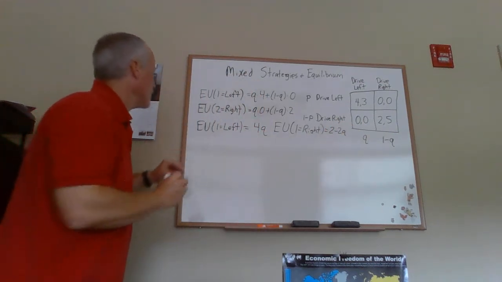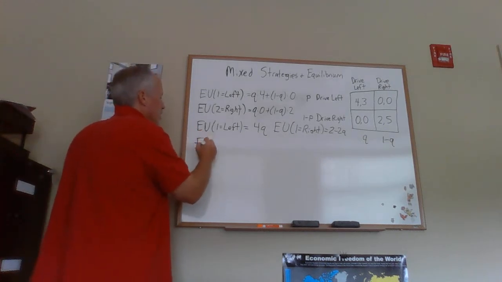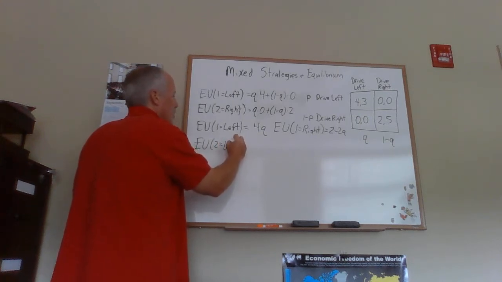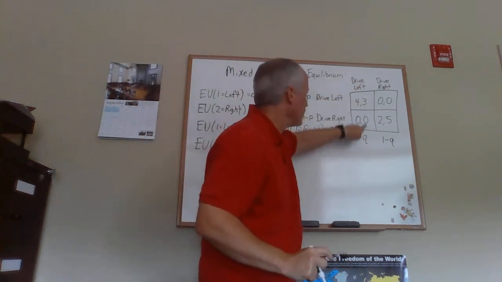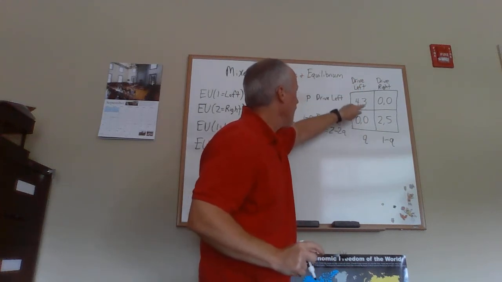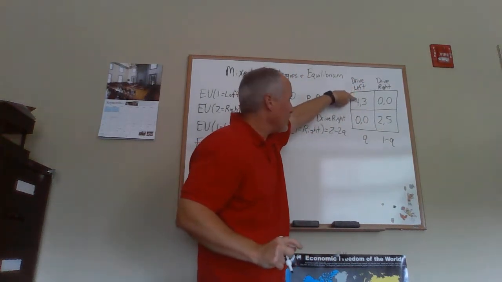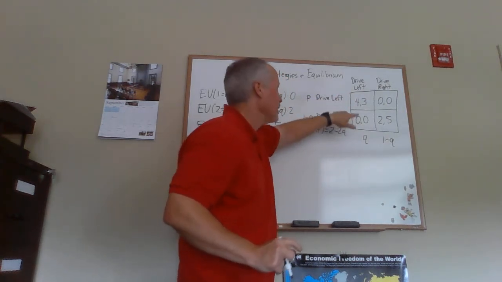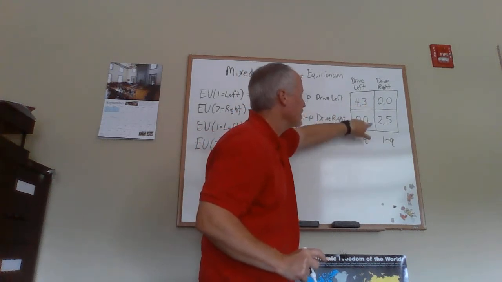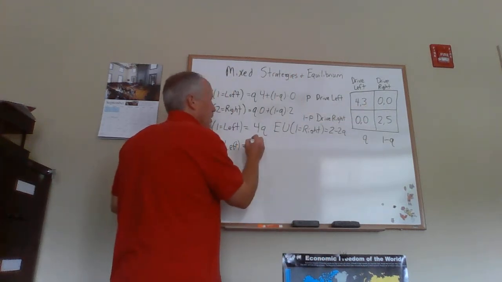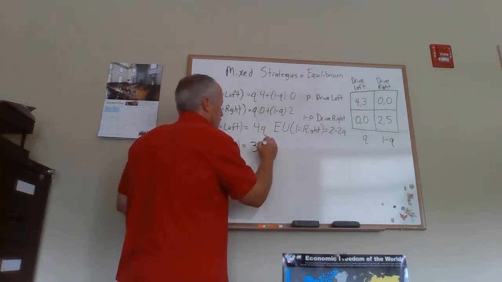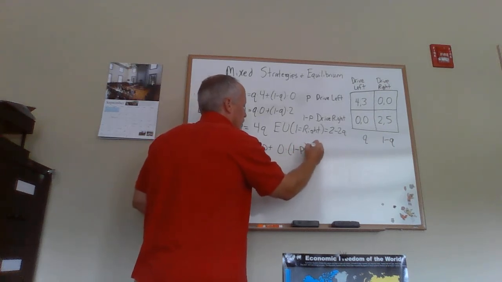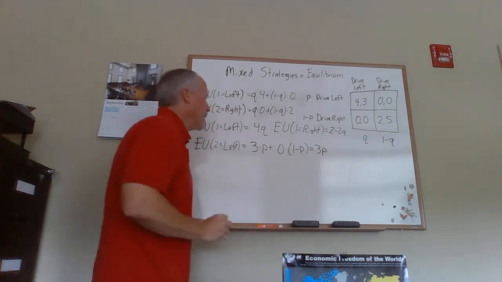And now let's do this for player 2 as well. The expected utility for player 2, if they choose left. If player 2 chooses left, that puts us in this column of the matrix, and they would know they would be in the upper left cell with probability P, and in this cell with probability 1 minus P. There's a payoff of 3 in this cell, 0 in this one, so that would be 3P.